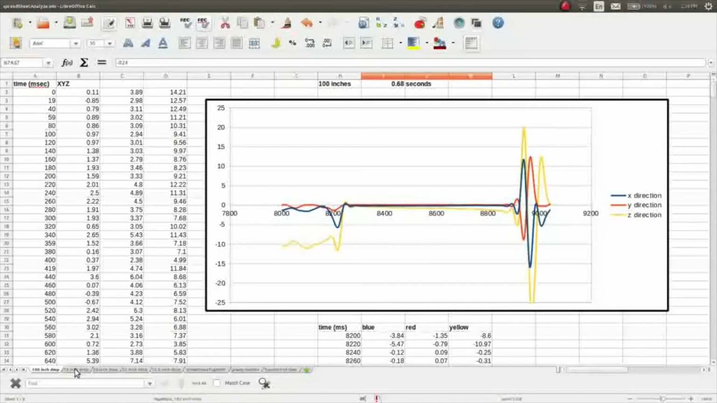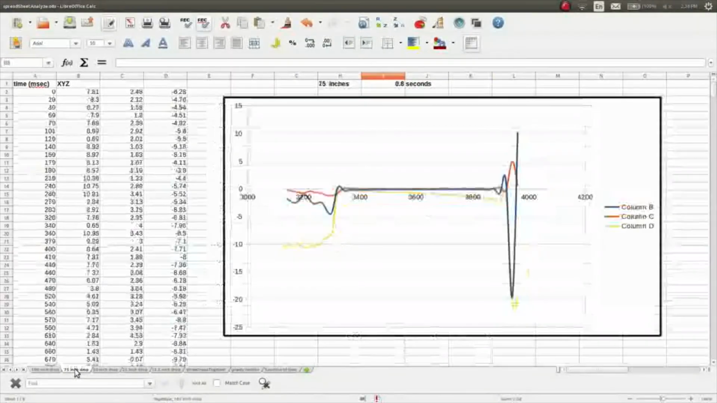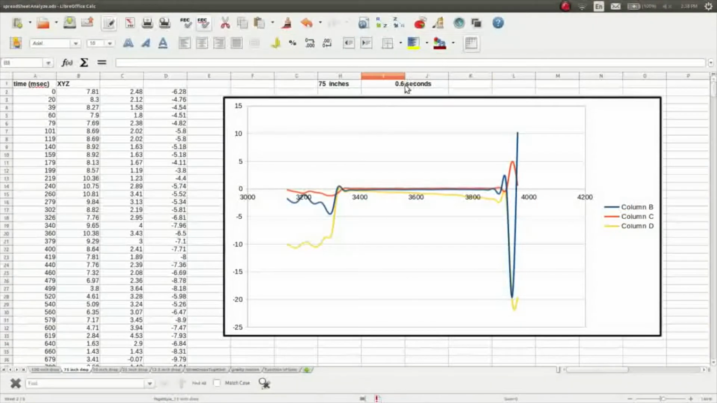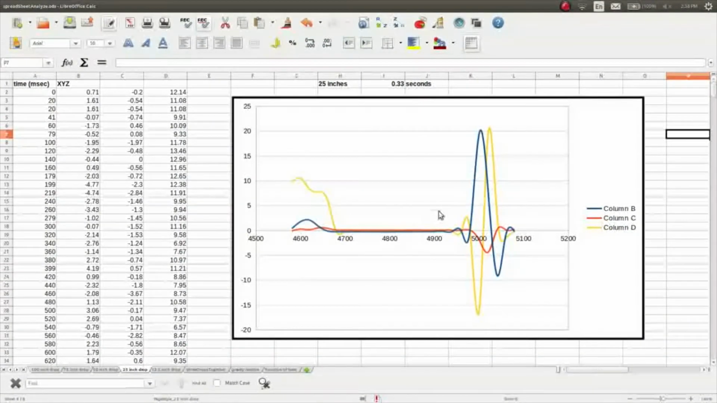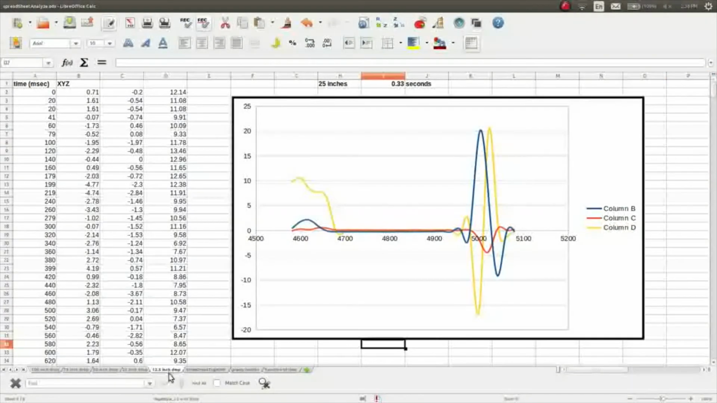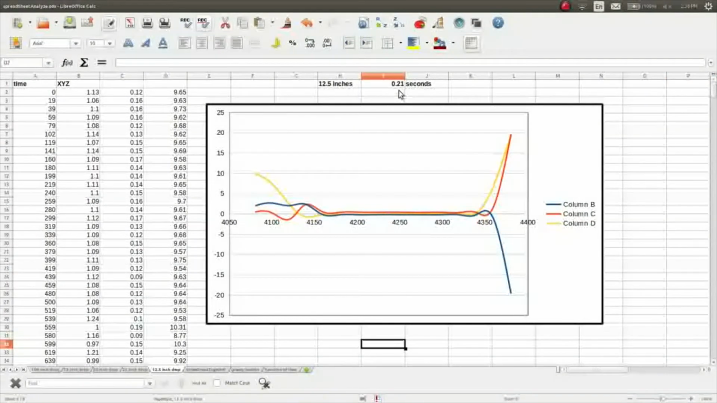I'll scan down the tabs at each shorter distance to see the times of fall. 75 inches, 0.60 seconds. 50 inches, 0.46 seconds. 25 inches, 0.33 seconds. 12.5 inches, 0.21 seconds.